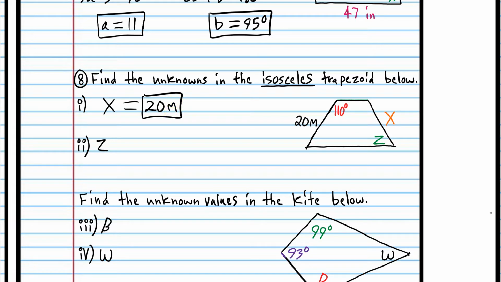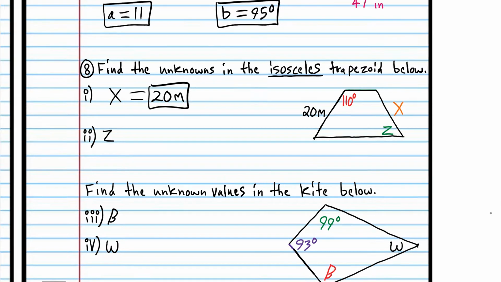Now, we learned a theorem that says that if a trapezoid is isosceles, then that means that the base angles must be congruent. So these two angles are base angles, and these two angles down here are base angles. And by the way, these sides are called legs. The legs in an isosceles trapezoid are defined to be congruent. But if this angle is 110, that means this angle must be 110 also.